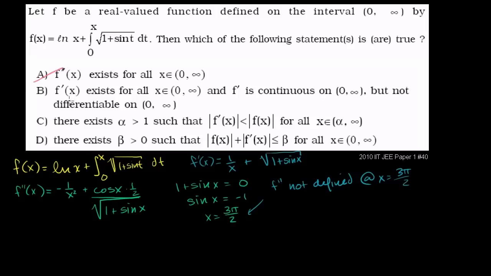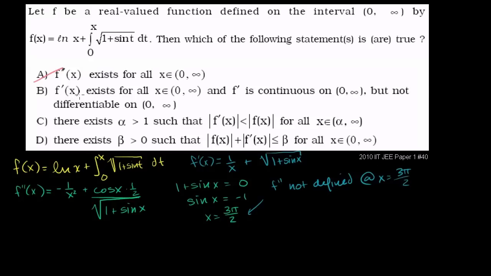Now choice B says f prime of x exists for all x's greater than 0. Well, that seems to be the case. You can't put x equals 0, but that's not in the interval. And f prime is continuous on 0 to infinity. Yeah, it's continuous, no obvious discontinuities here. But not differentiable on 0 to infinity. Well, it's clearly not differentiable at 3 pi over 2, because the derivative of the first derivative, the second derivative, does not exist at x equal to 3 pi over 2.